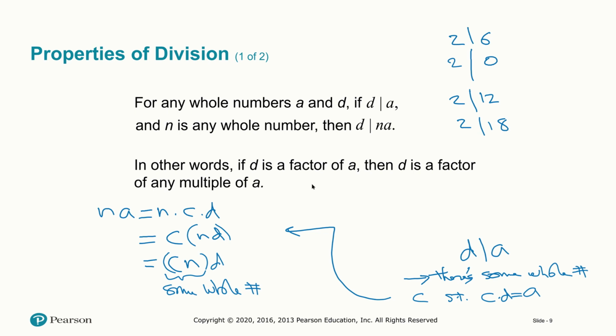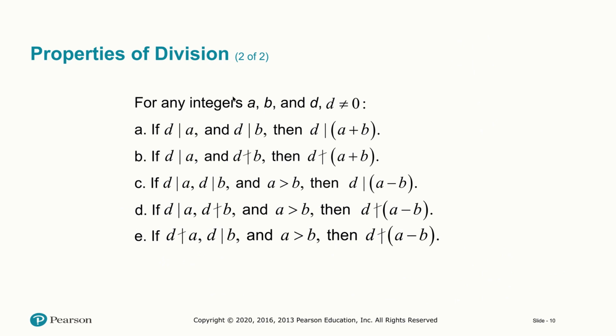All of this may sound very abstract, but then you look at some examples and it makes total sense, right? All right, and here we can see some properties of divisibility. If d divides a and d divides b, then d is going to divide a plus b. So let's take a little think on that and see if it makes sense.